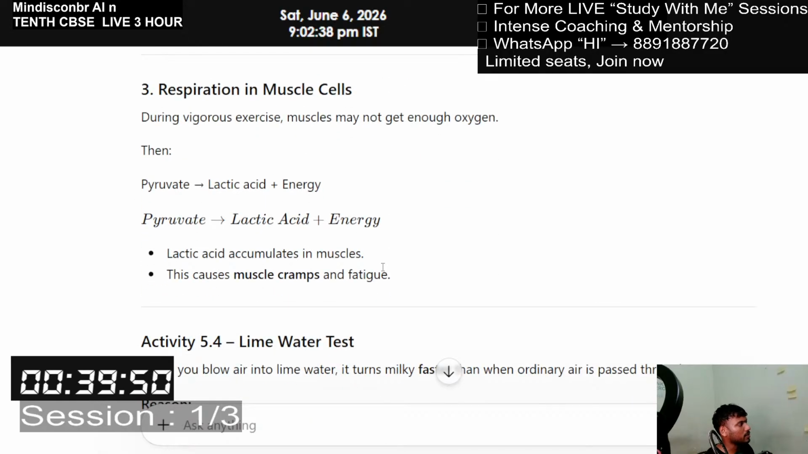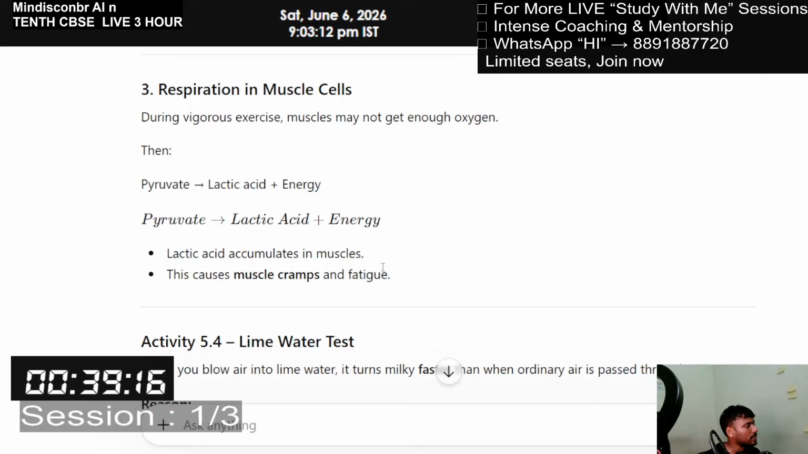Next is respiration in muscle cells. During vigorous exercise, muscles may not get enough oxygen. Then pyruvate is converted to lactic acid plus energy. If I am doing heavy workouts, what happens in my muscles? In my muscles, the pyruvate gets converted to lactic acid plus energy, and this lactic acid causes muscle cramps and fatigue, meaning pain.